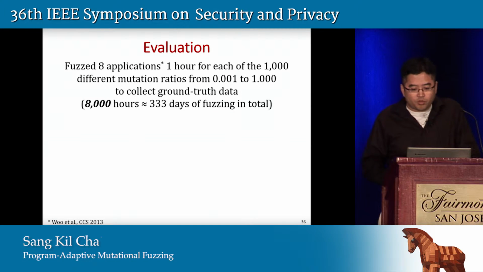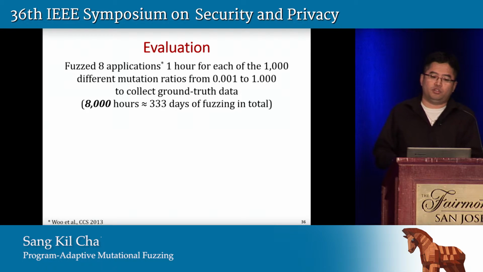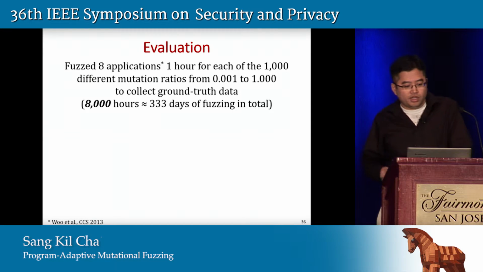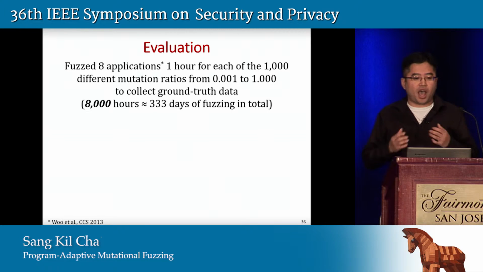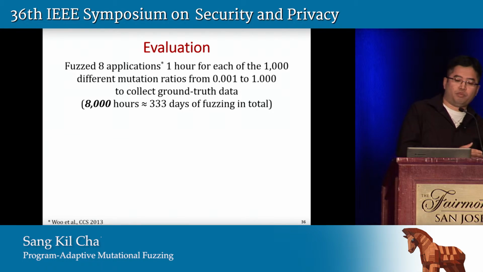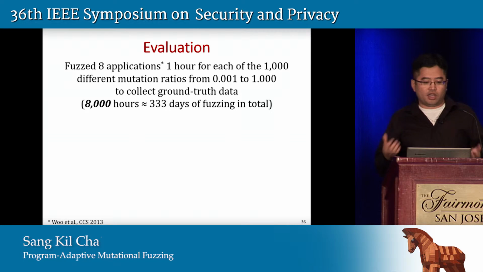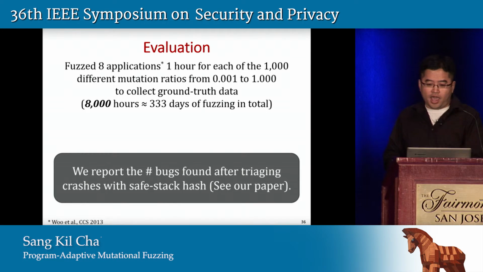To evaluate our system, we obtained eight applications from one of our previous works. And we fuzzed these applications for 8,000 hours of CPU time. More specifically, we used 1,000 different mutation ratios ranging from 0.001 to 1 to collect ground truth data. And in this paper, we report the number of bugs found after triaging crashes with our technique called safe stack hash, which is similar to the heuristic based on stack hash technique. For more details, please refer to our paper.